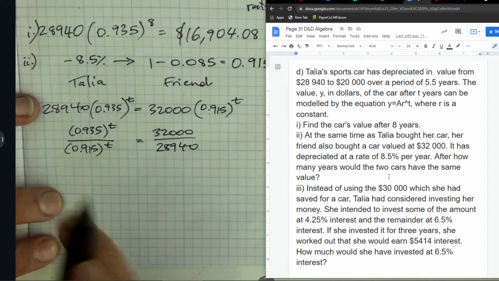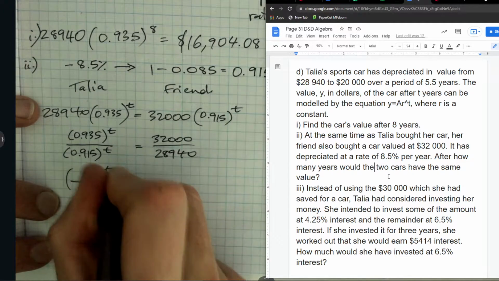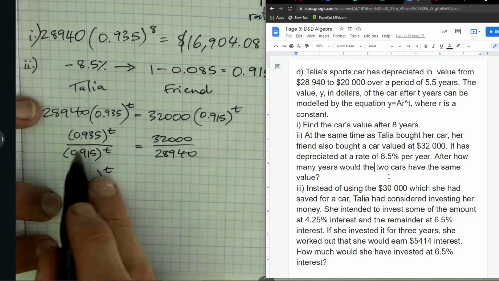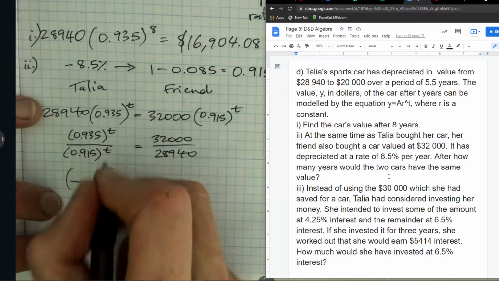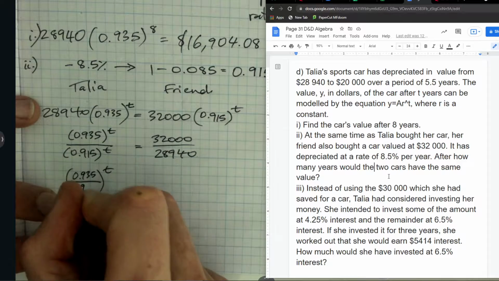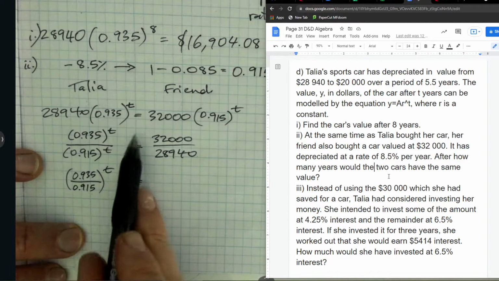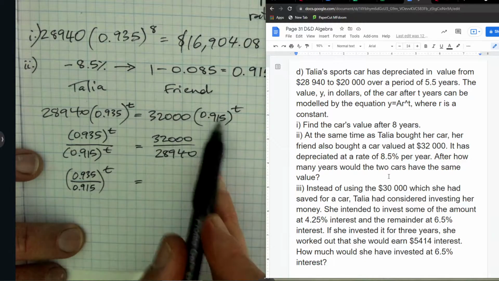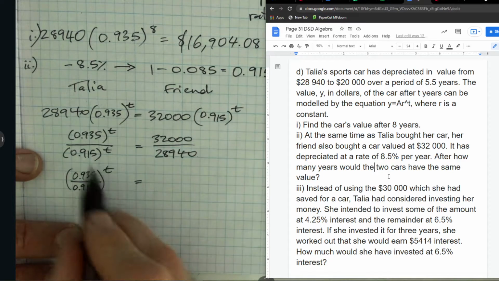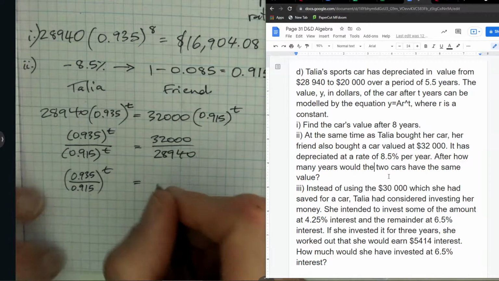Now I'm going to use a little trick here. I'm going to use the fact that we can use an exponent law, that if I have something to an exponent over the same exponent, I can just put them together: 0.935 over 0.915 to the power of t. Now, the reason I did that is because then I only have one t. When you have two of something, it's quite hard; your goal is to try and get it down to just one of those things, or combining them.